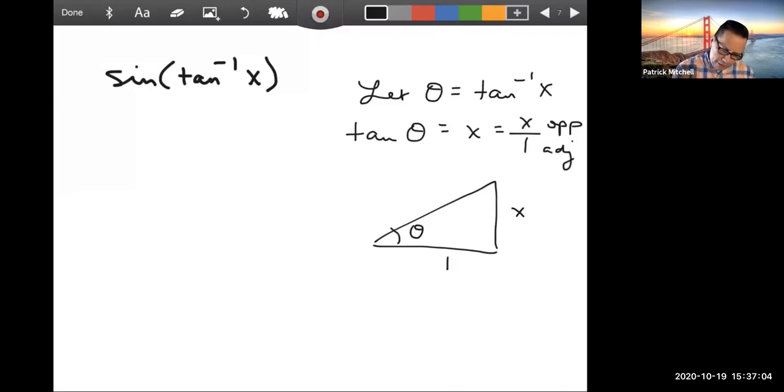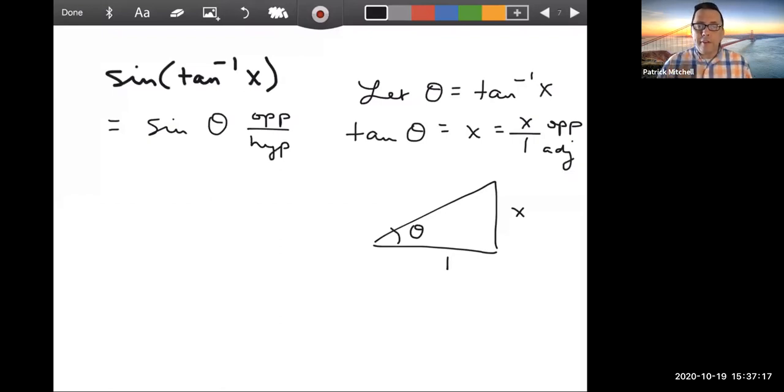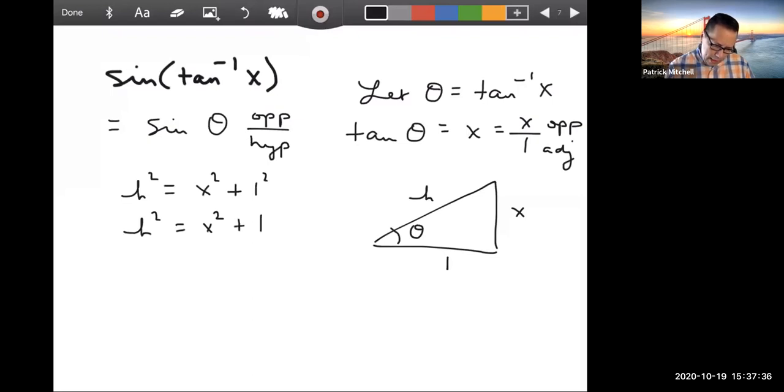We are trying to figure out what is the sine of theta. The sine, of course, is the opposite over the hypotenuse. So we need to write the hypotenuse in terms of x. So I'm going to put an h here. By the Pythagorean theorem, h squared is x squared plus 1 squared, which means h squared is x squared plus 1. And that must mean that h is the square root of x squared plus 1.